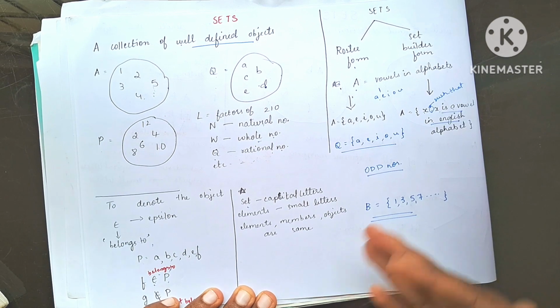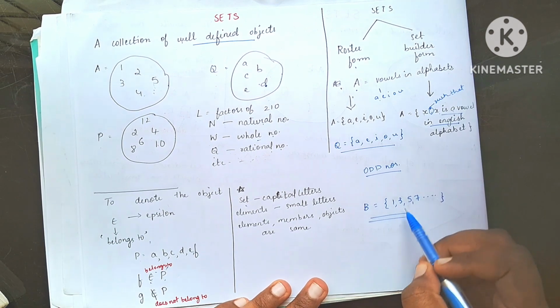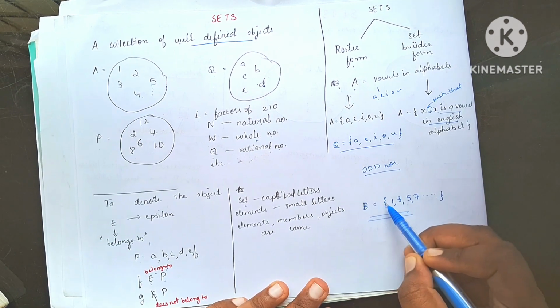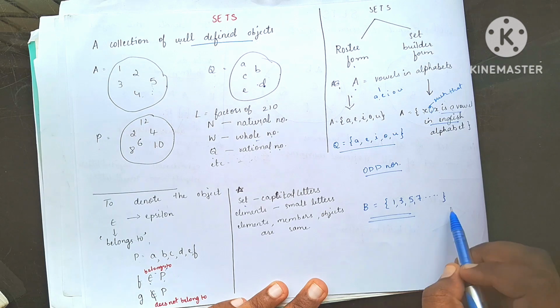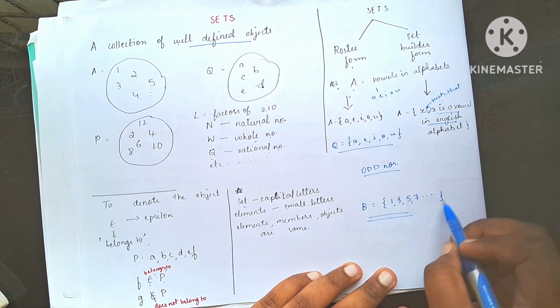So this is basically how you represent in roster form. Roster form is nothing but you just list all the elements and put commas in between them and enclose them in flower brackets. Simple. Then coming to set builder form, you just have to find the connection between them.